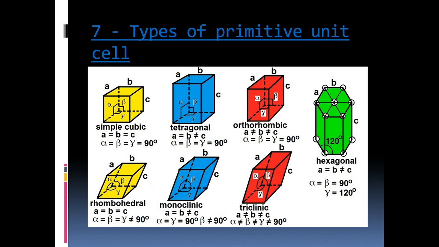So what is the orthorhombic primitive unit cell? That is A not equal to B not equal to C, but the angles are the same, equal to 90 degrees.